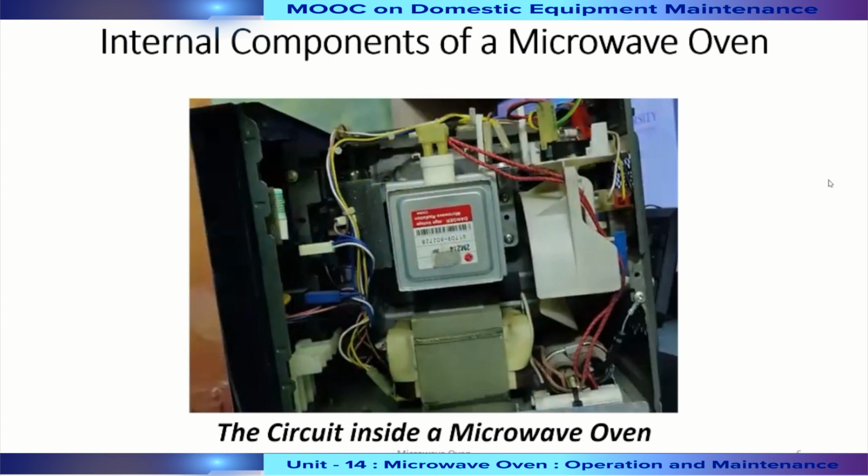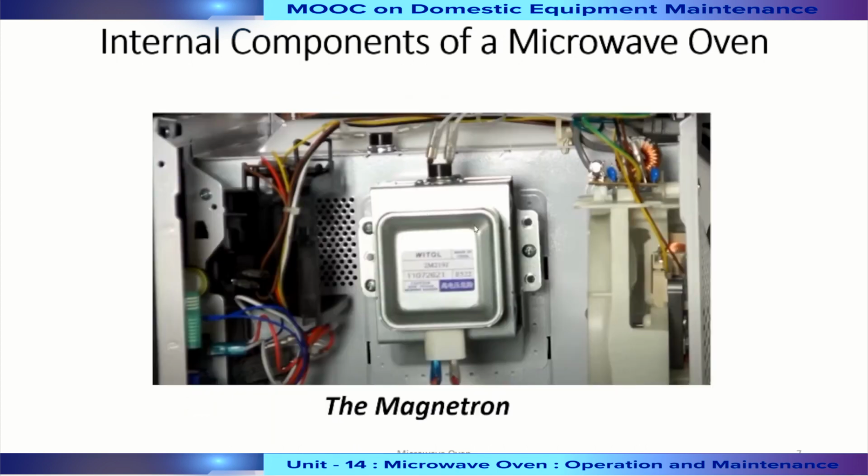Below this magnetron, there will be this high voltage transformer. Then beside this transformer, usually we have the capacitors. This is a diode, which is a part of the circuit, and this is a fuse which is connected to the transformer itself. And these connecting wires are connecting the transformer with the magnetron and the rest of the circuitry. A closer look at the magnetron shows us like this.